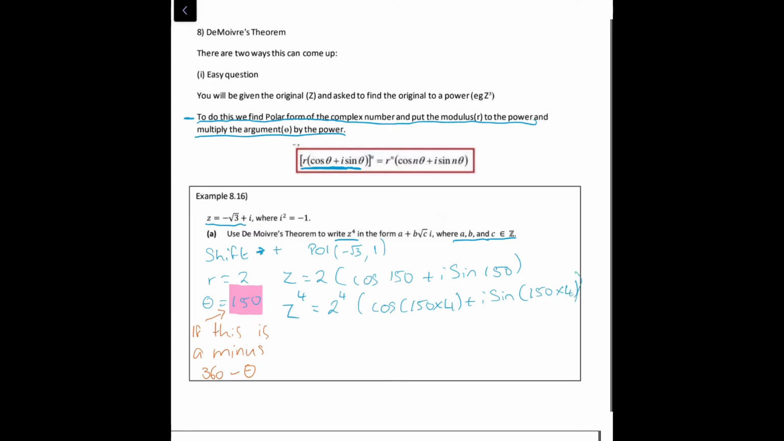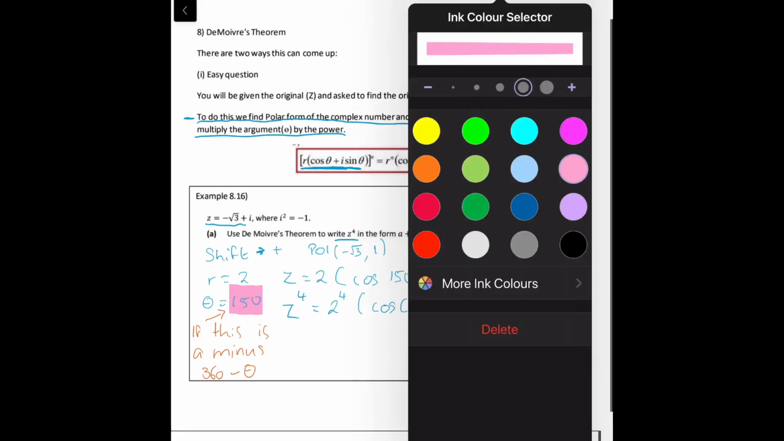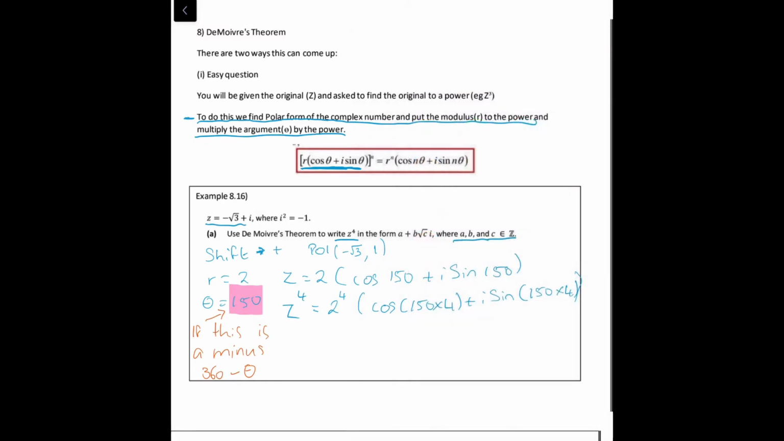All I'm doing then is things go back into the calculator and they go back in a specific order. What I have to do first is I have to find the cos of this. And in my calculator, when I check what the cos of 150 times 4 is, make sure that 150 times 4 goes into the calculator, I'm getting minus a half.